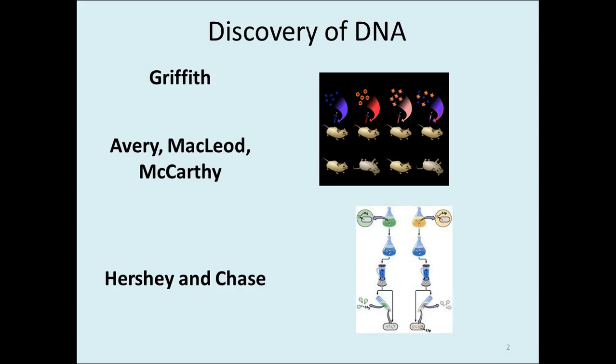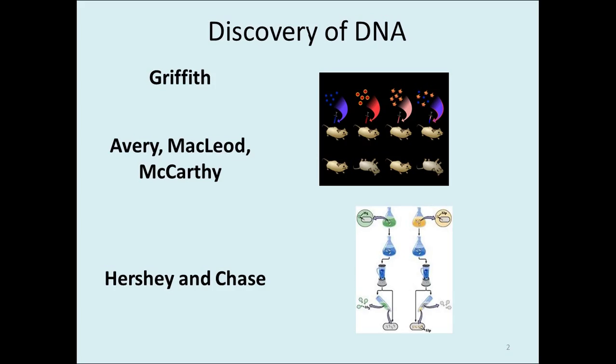Then they took a second portion and treated it with protease, which digests protein. Again, they mixed it with the rough bacteria and injected it into the mice. This time, the mice died. They identified the transforming principle as DNA. They had considered the possibility that the principle was protein, but this experiment confirmed the presence of DNA as that transforming principle.